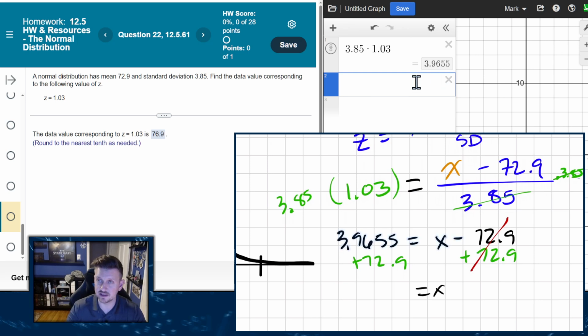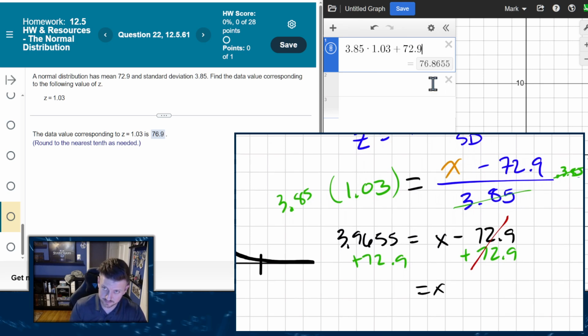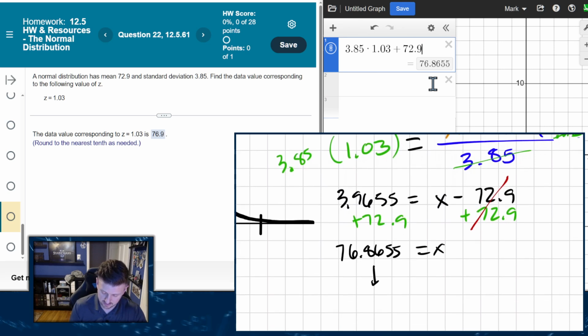And when I add these two things together, we end up with 76.8655. Or rounding, according to what MyLab wants, they want this to round to 76.9 to the nearest tenth.